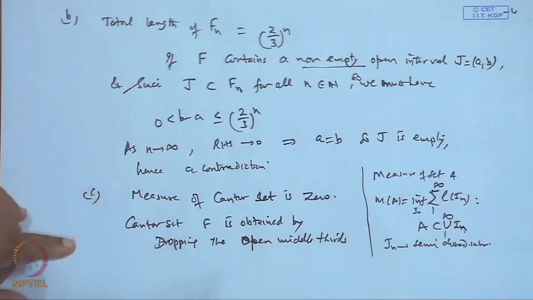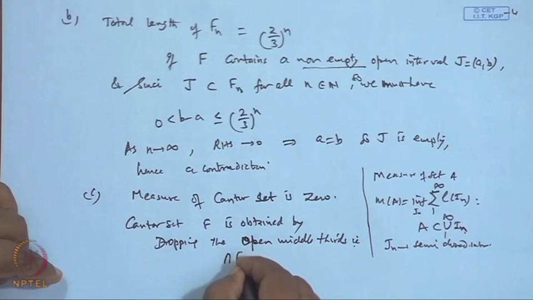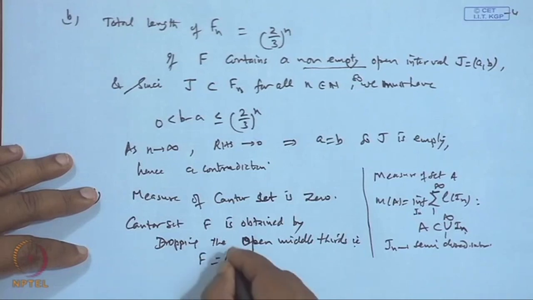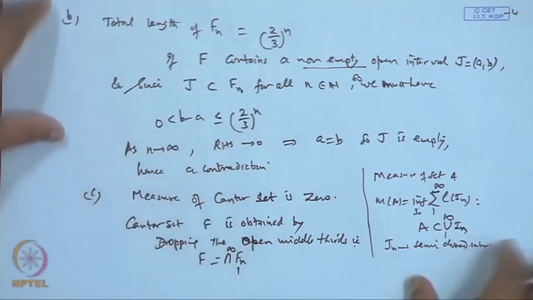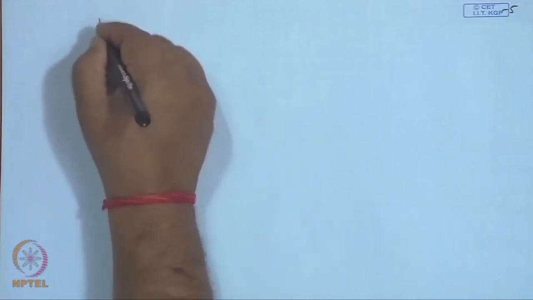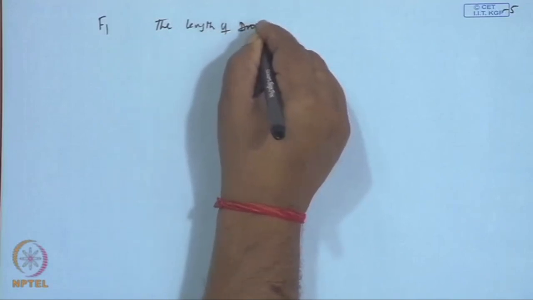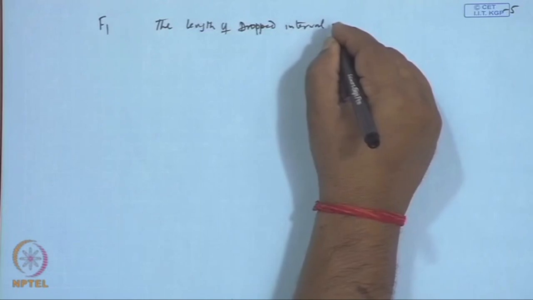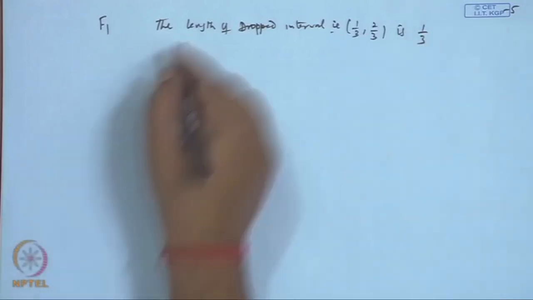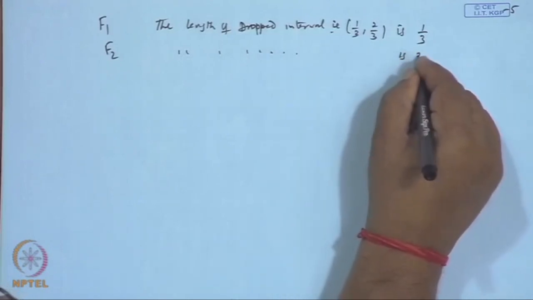So, that is what the intersection of F n will be, the intersection of F n for n from 1 to infinity, that will be the Cantor set. Is it not? That is F, where the F n's are the remaining ones, and then take the intersection. So, when you drop the middle one, what happens? In the first case F 1, the length of the dropped interval is 1/3. In case of F 2, the length of the dropped interval is 1/3 each, and the number of the intervals is 1.